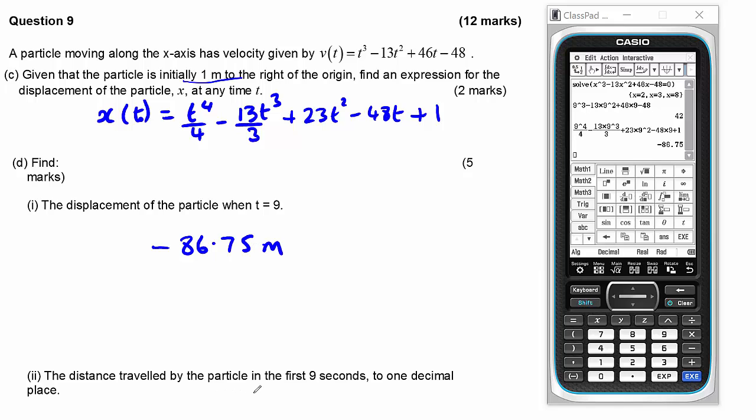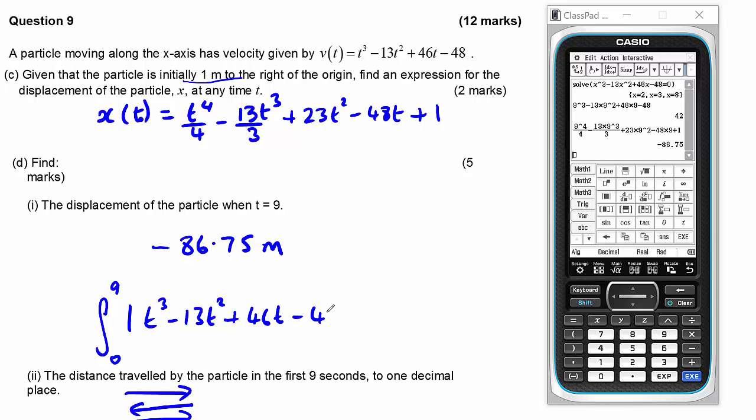And then the distance travelled by the particle in the first 9 seconds. Now clearly the particle goes backwards and forwards quite a bit, but we can use that modulus with the integral again. So what we can do is integrate the velocity, which is how we got the displacement, between 0 and 9, but integrate the modulus. Once again, always make sure you write down the expression you're evaluating.